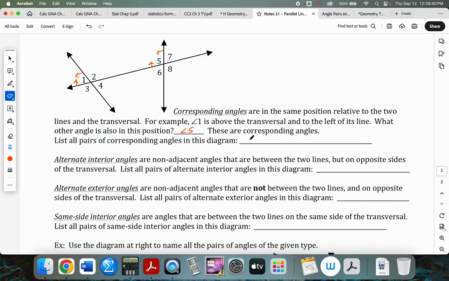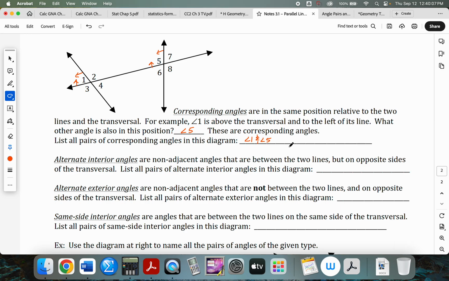So let's list all the pairs of corresponding angles in the diagram. So angle 1 and angle 5. Wait, what did you say correspond means? Match. So like, for your hands, your left thumb and your right thumb basically match. They're the corresponding parts.